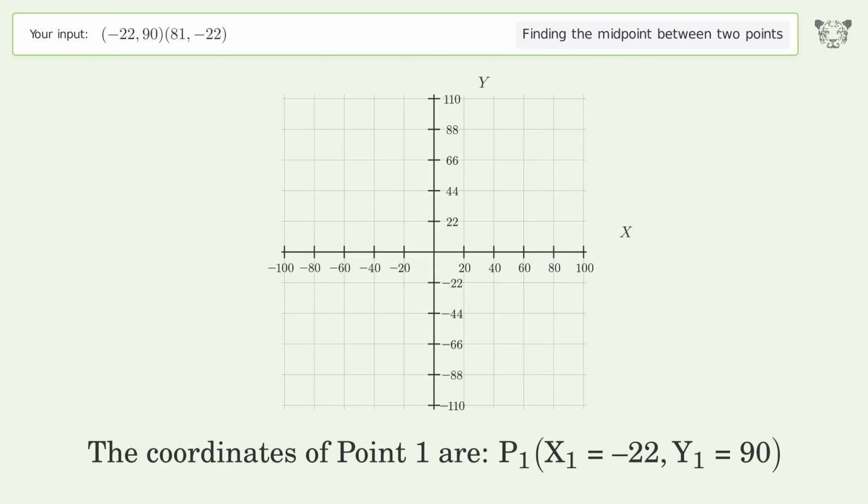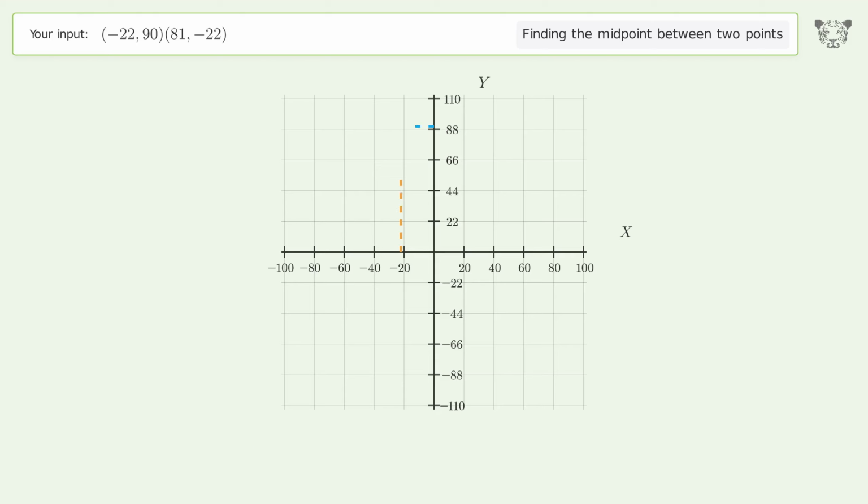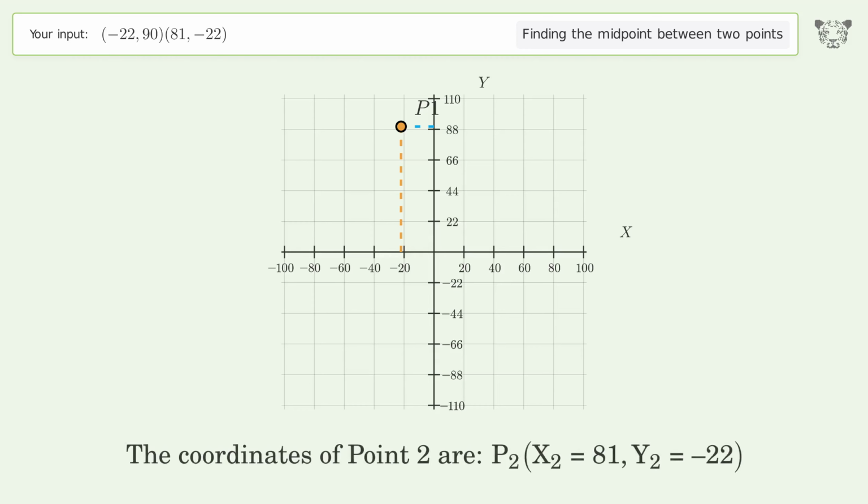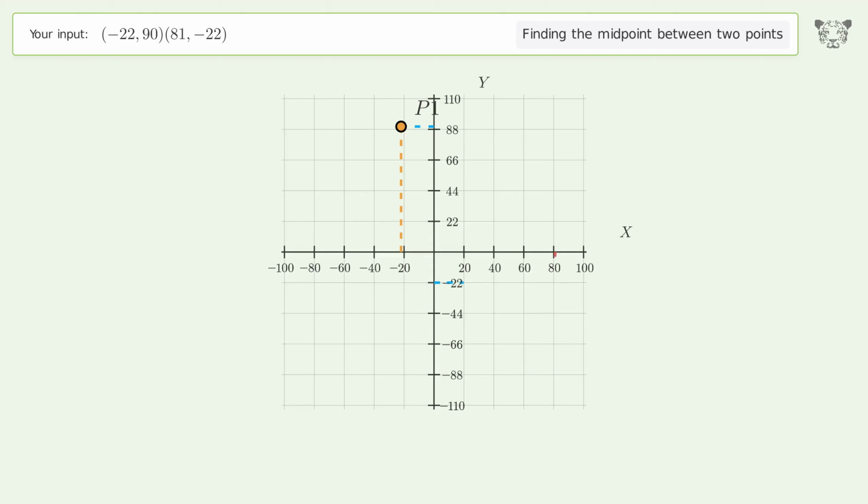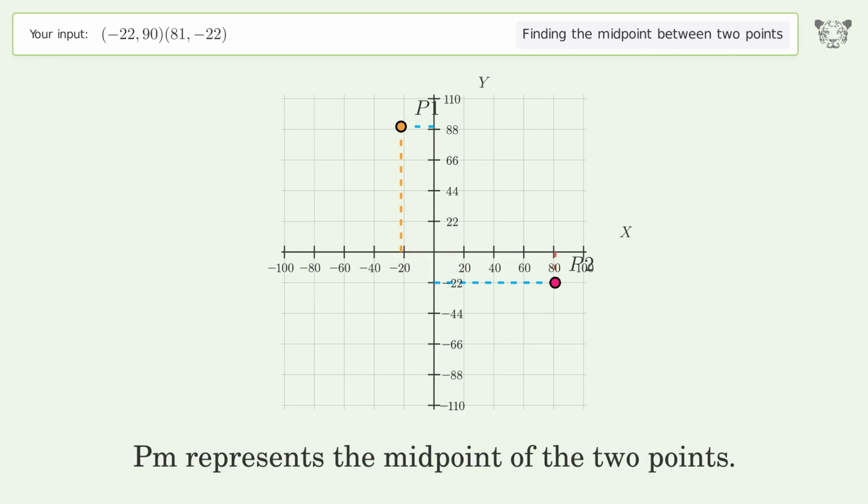The coordinates of point 1 are x1 equals negative 22, y1 equals 90. The coordinates of point 2 are x2 equals 81, y2 equals negative 22. PM represents the midpoint of the 2 points.